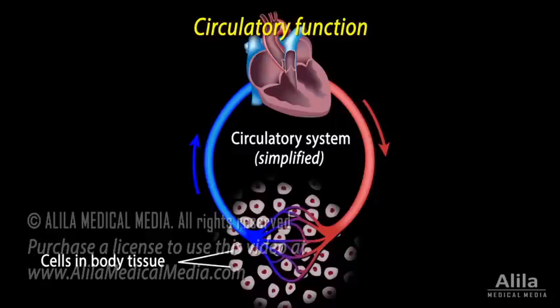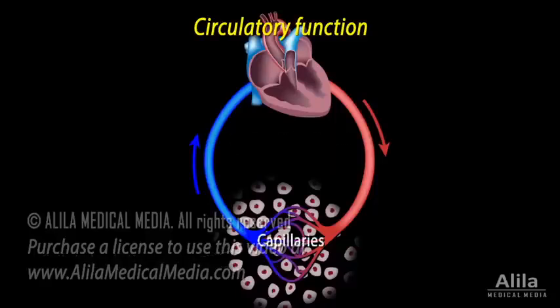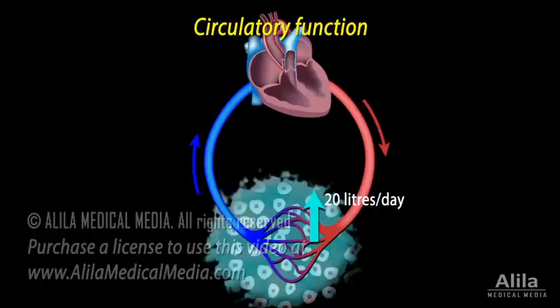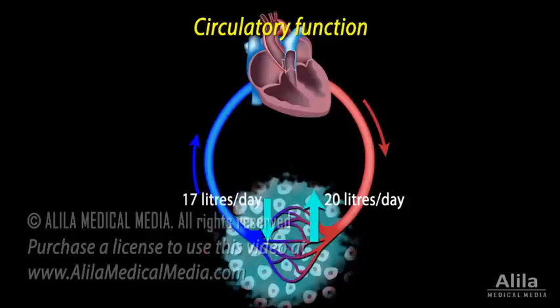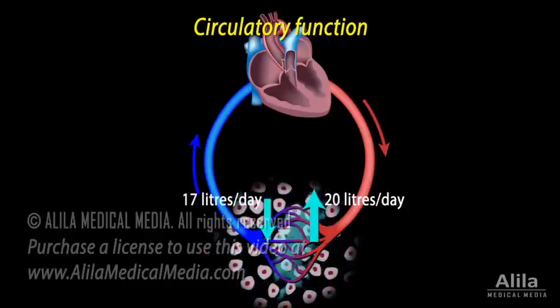The major purpose of the circulatory system is to bring oxygen and nutrients to body tissues and remove wastes. This exchange happens in the smallest blood vessels called the capillaries. Blood plasma containing nutrients moves out of capillaries at the arterial end of capillary beds, while tissue fluid containing wastes reabsorbs back in at the venous end.